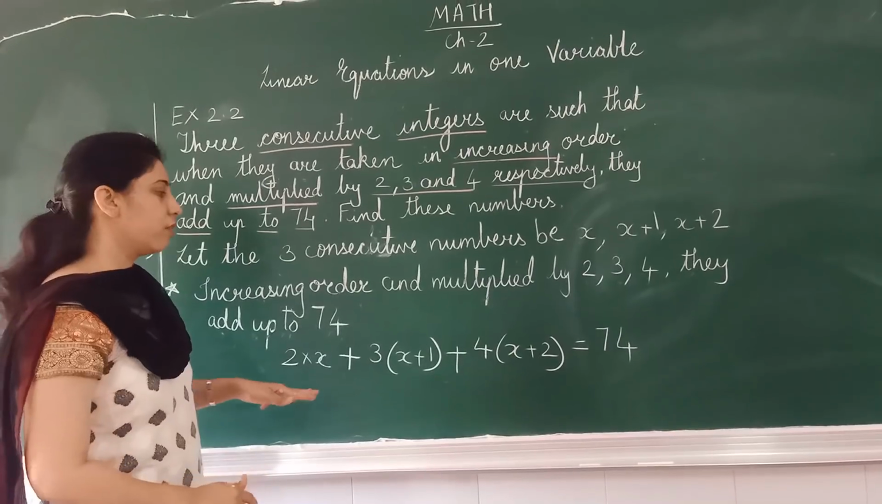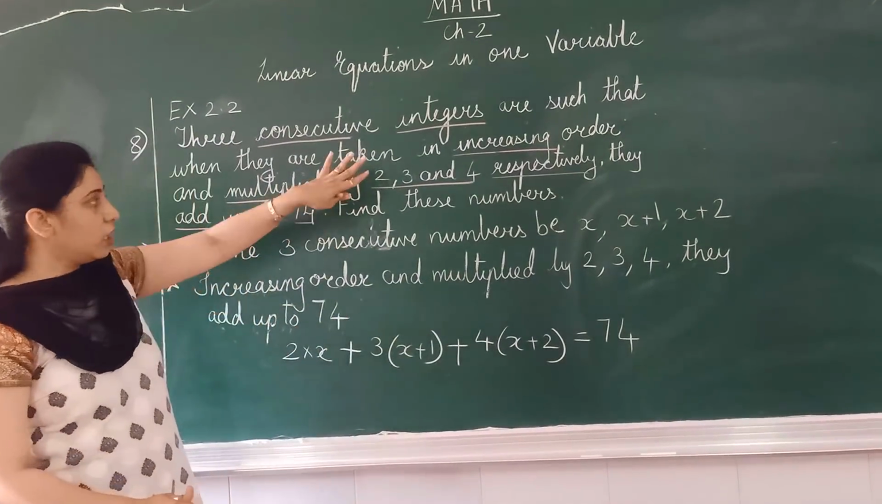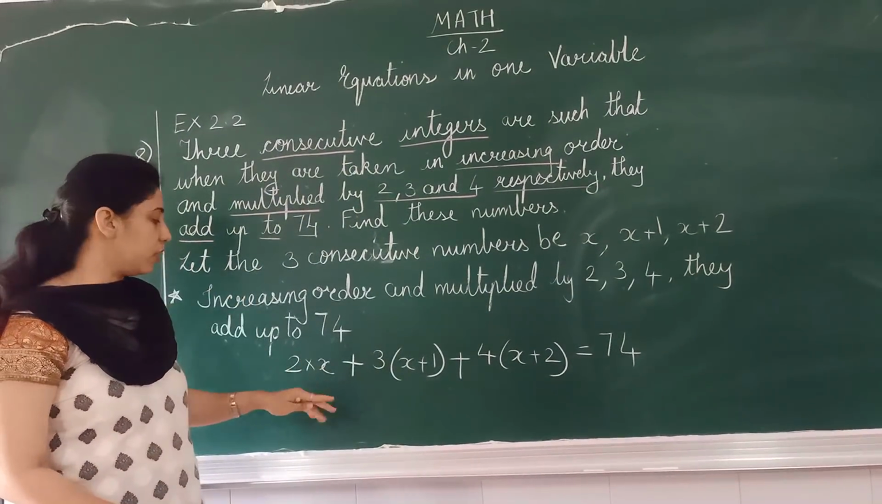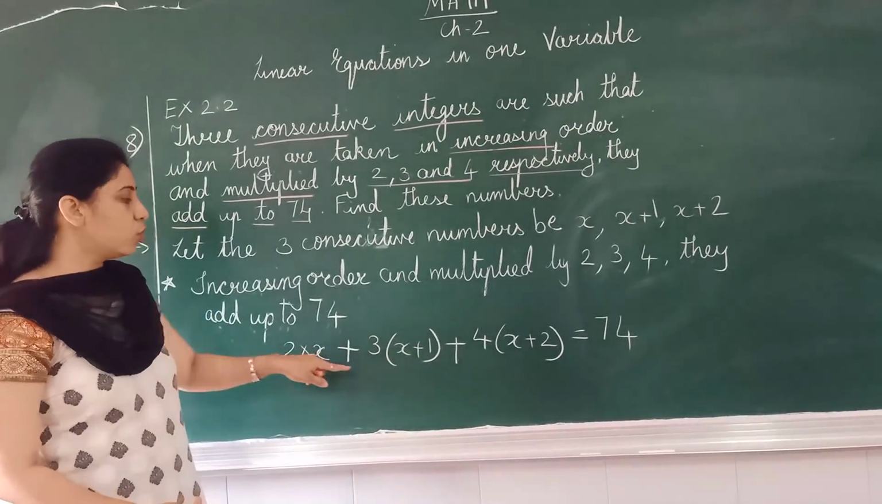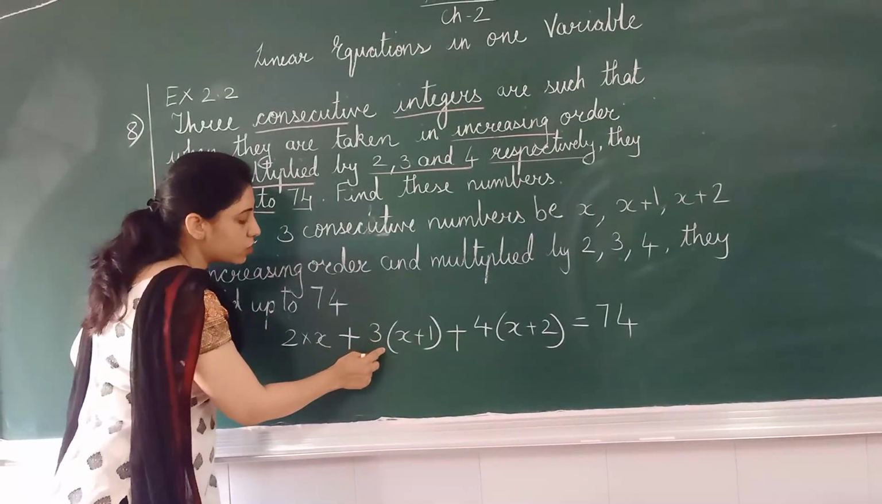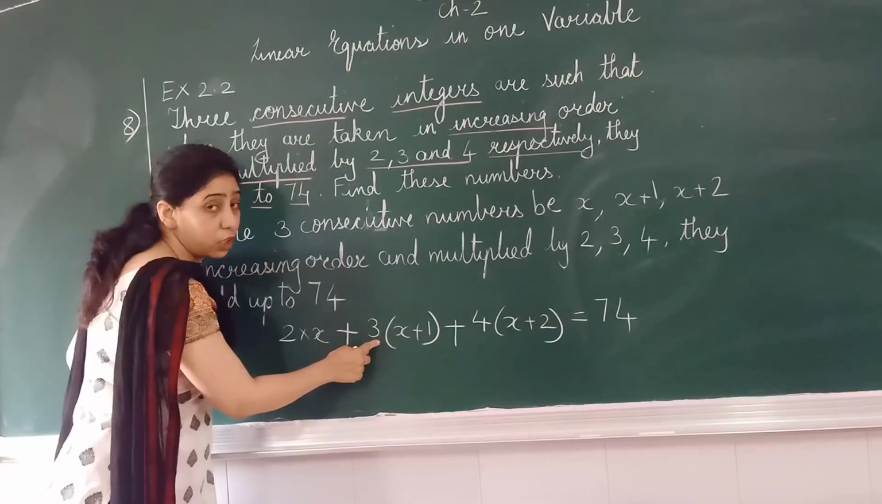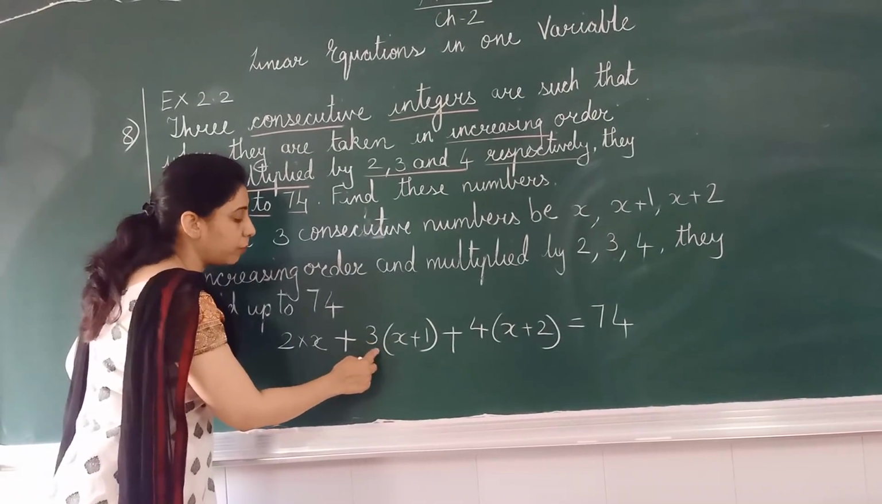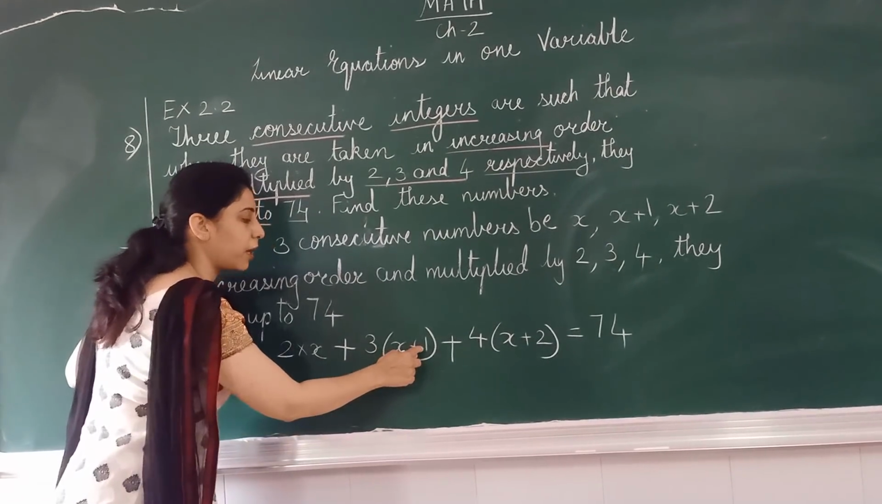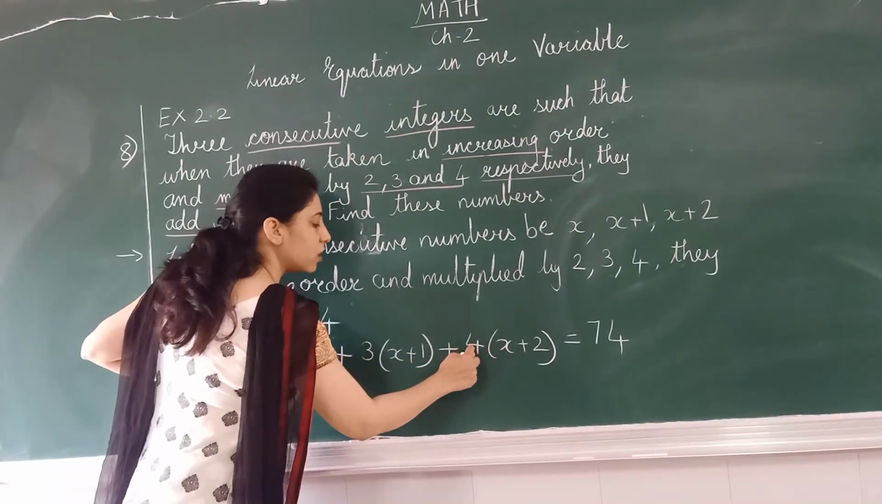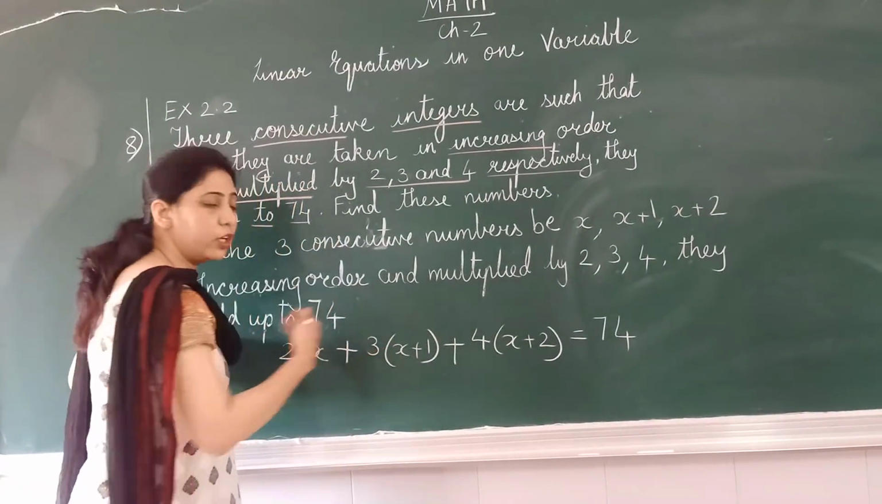Whenever word problems are given, first you have to frame the equation, depending on whatever is given in the word problem. Now what are you going to do? You are going to see here it is the distributive property. I already learned it in chapter number 1. 3 is multiplied by x, and 3 is also multiplied by 1. 4 is multiplied by x, and 4 is also multiplied by 2. So you are going to open the bracket.